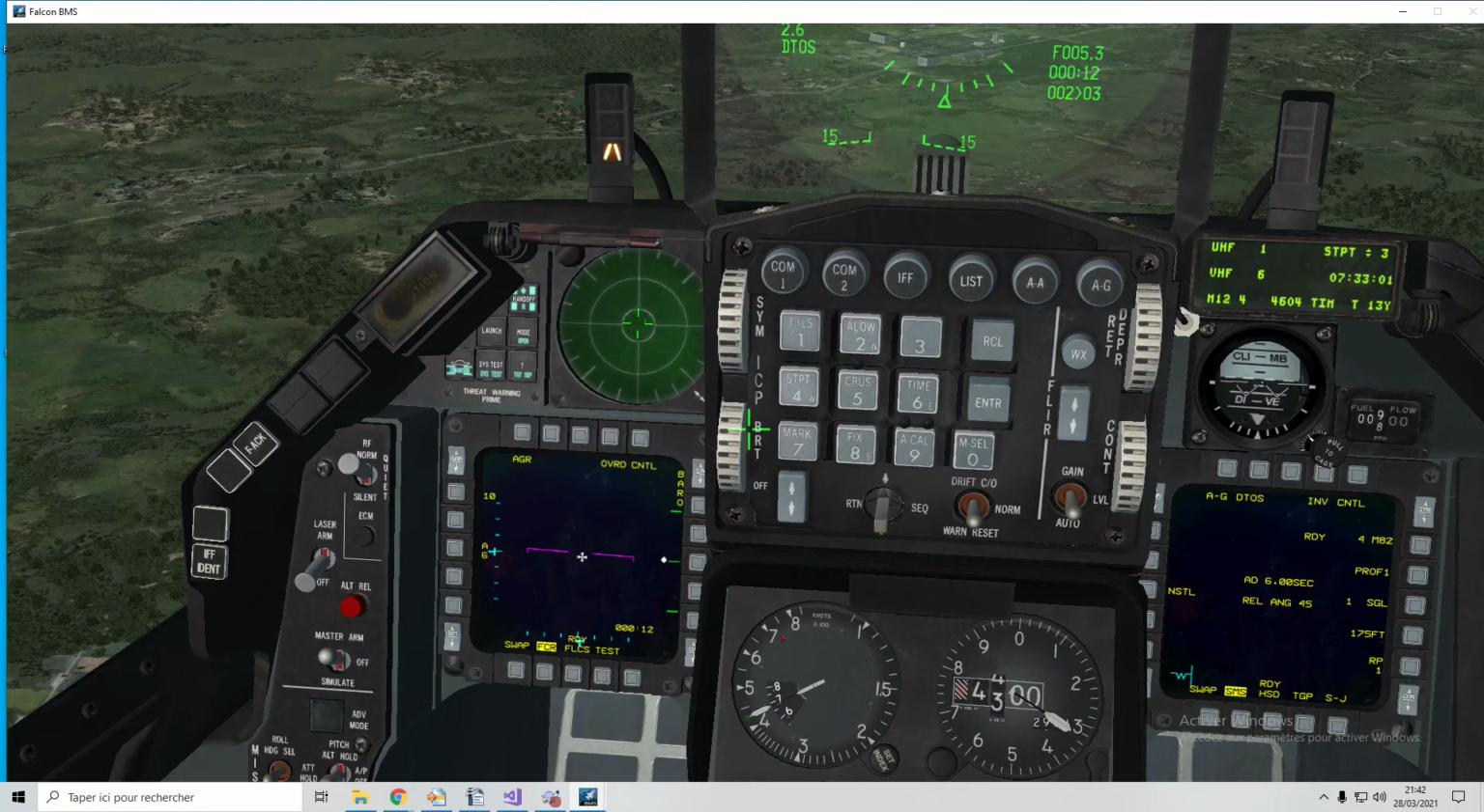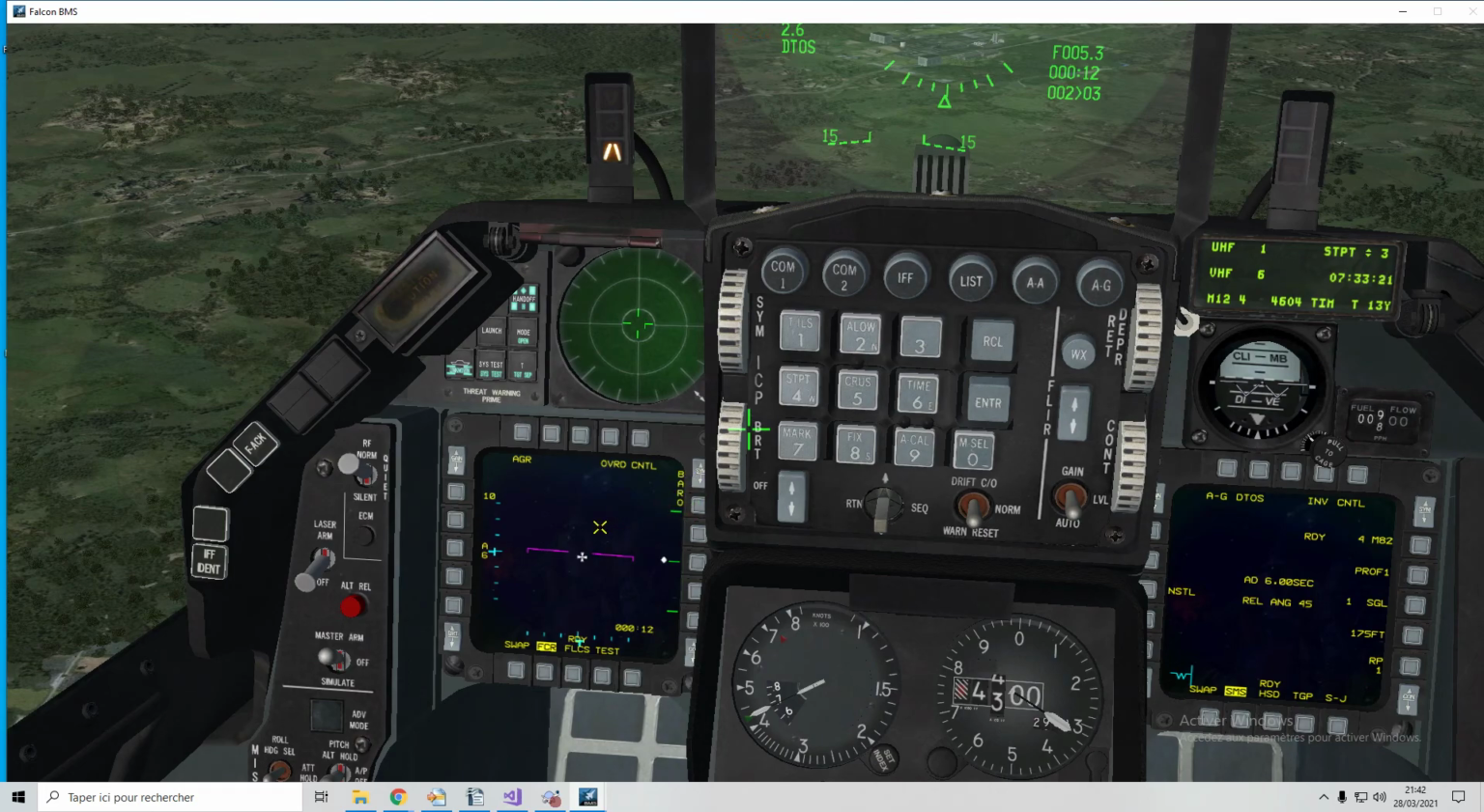When the FCR is not able to provide a ranging, then the system switches to an alternate sensor, a backup sensor. And here the backup sensor is the one here. It's baro, or you can cycle to the radar altitude.